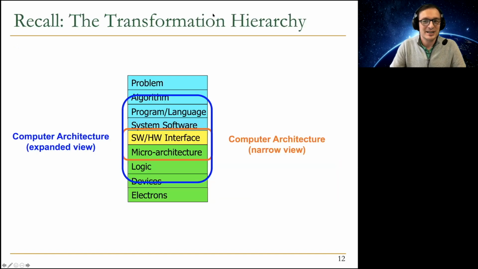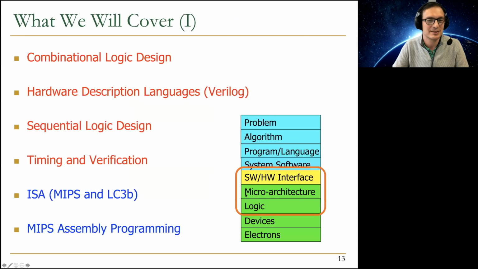Okay, so we call this the transformation hierarchy. Basically, we're going to focus a lot on the narrow view to begin with, but we're going to expand over time in this course. Now, let me give you an overview of what we're going to start with and how we'll build up. Today, we're going to start with the transistor as the basic building block, and then talk about combinational logic design, which is really this area over here. And then we're going to talk about sequential logic, hardware description languages, timing and verification. That'll be the logic part of what we're going to cover.